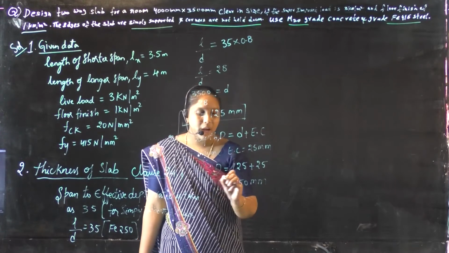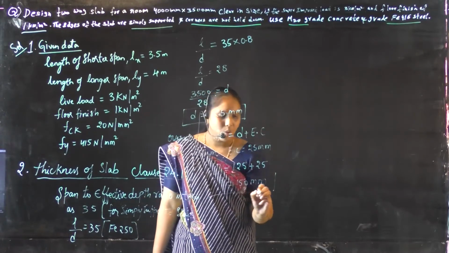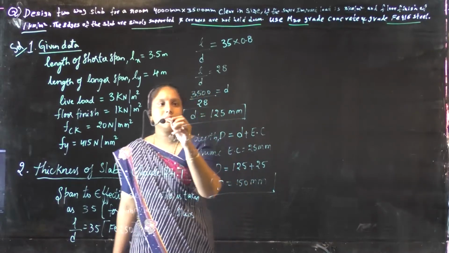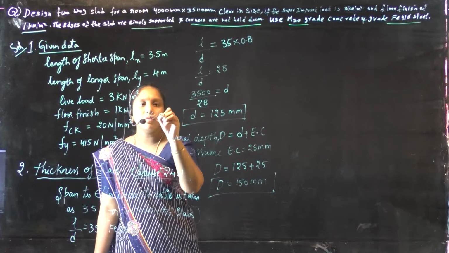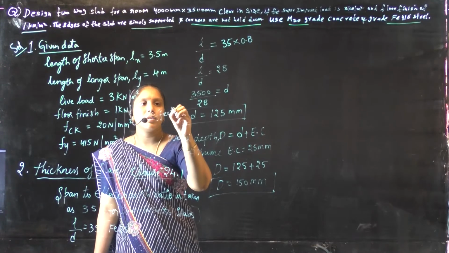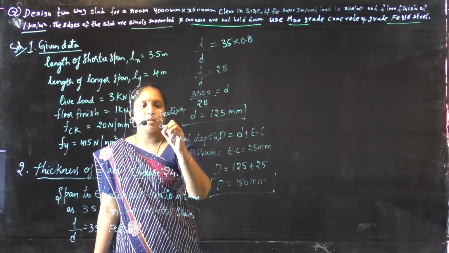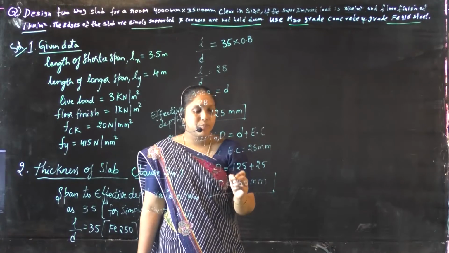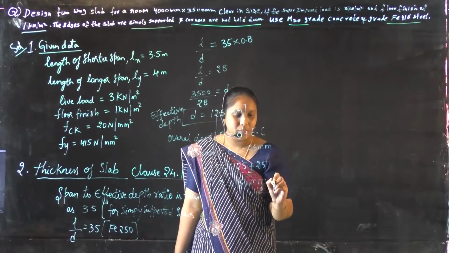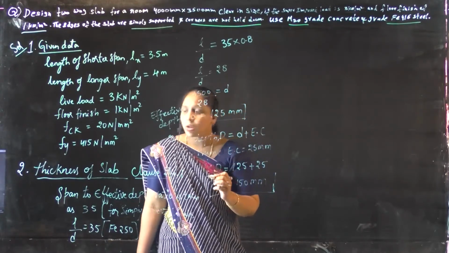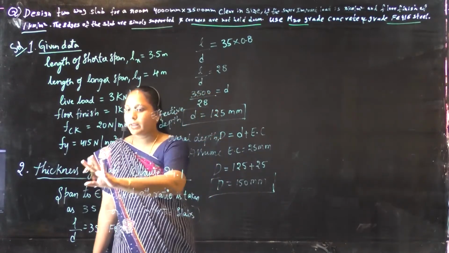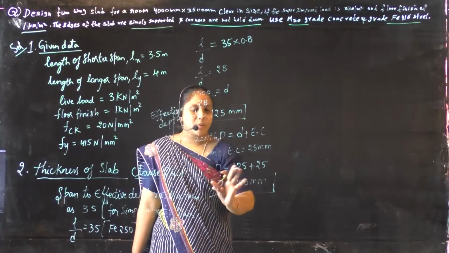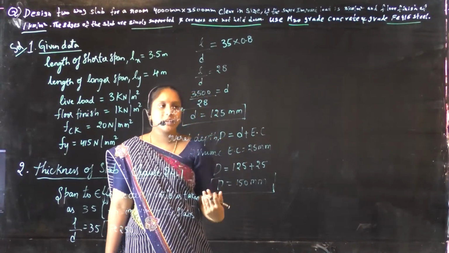So this is going to be our thickness of the slab, which is 150 mm. So the effective depth small d is 125 mm and the overall depth capital D here is 150 mm. So now we have calculated the thickness of the slab, effective depth being 125 mm, overall depth being 150 mm. So what is the next step we have to do?